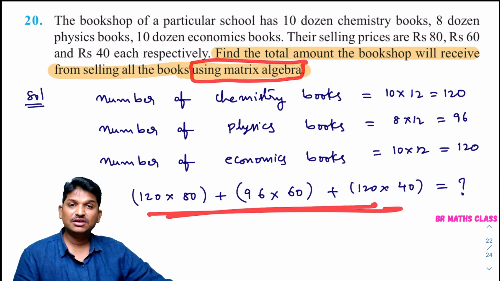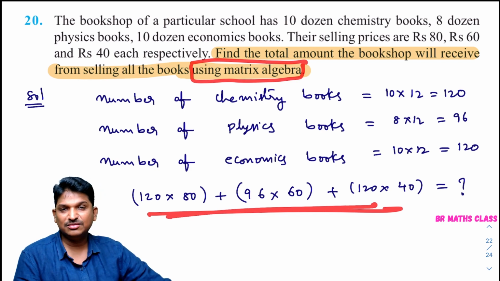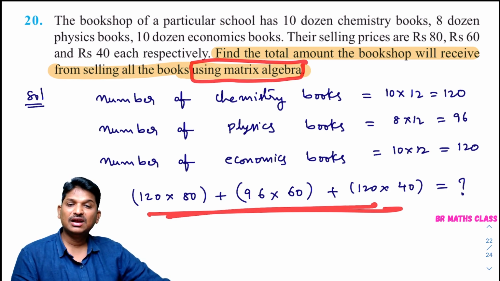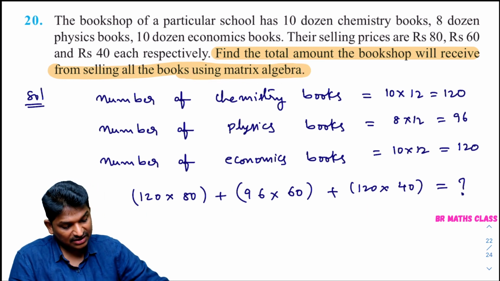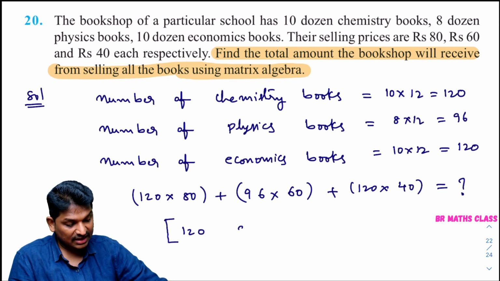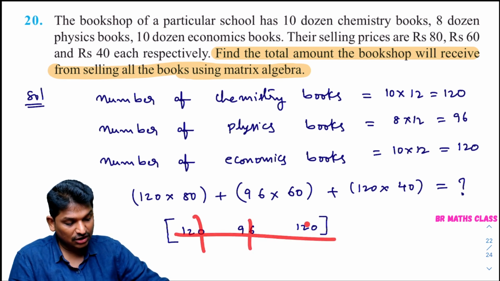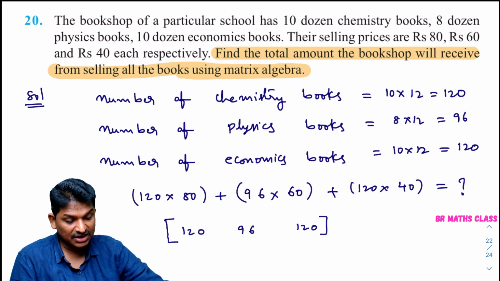Now the point is, by using matrix algebra or matrix multiplication, how to get this: 120 into 80 plus 96 into 60 plus 120 into 40? How to get this? Very simple. Using matrix algebra, I'll write like this: 120, 96, 120. This is a matrix of order 1 by 3, 1 row, 3 columns.